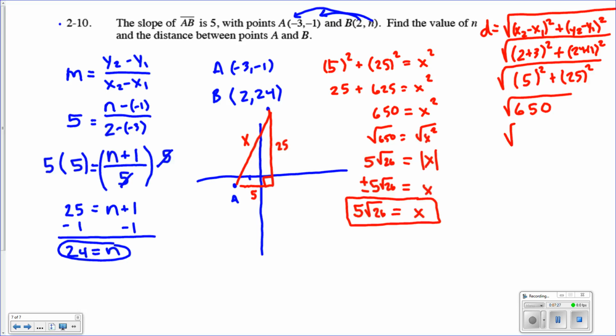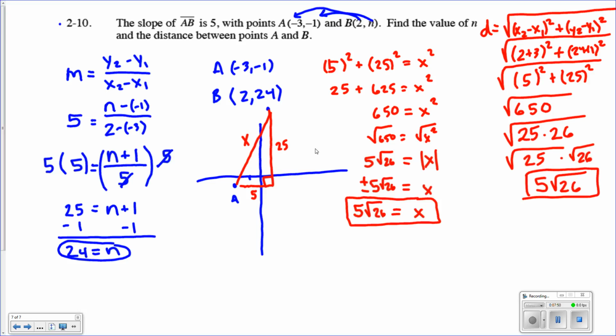If you're trying to break that apart, because you didn't understand why I did it over here, this is like saying 25 times 26, which gives us the square root of 25 times the square root of 26. The square root of 25 is 5. So we have 5 radical 26 in the end. That is what our distance is going to be, 5 radical 26.